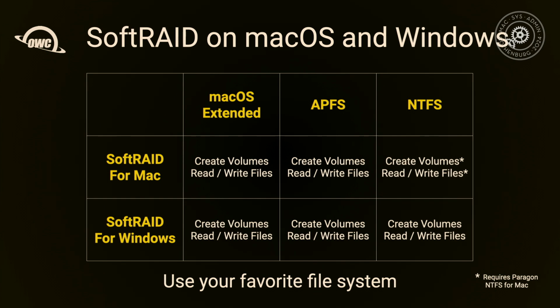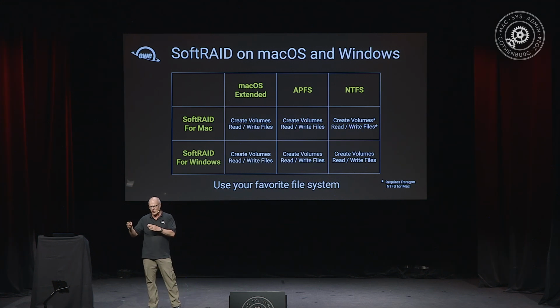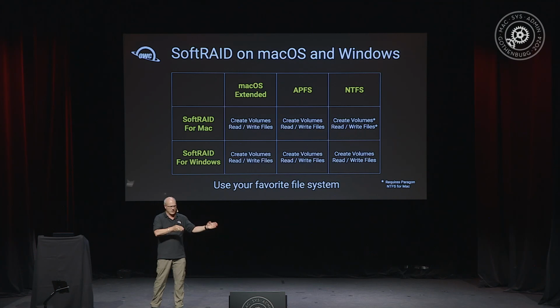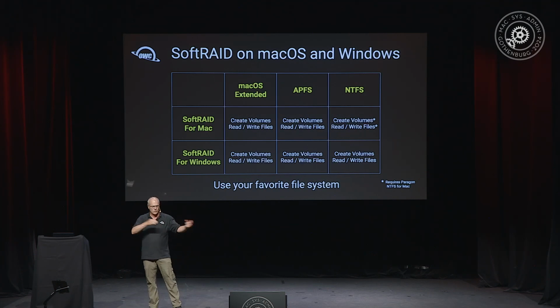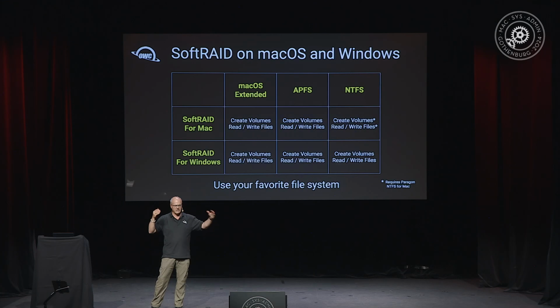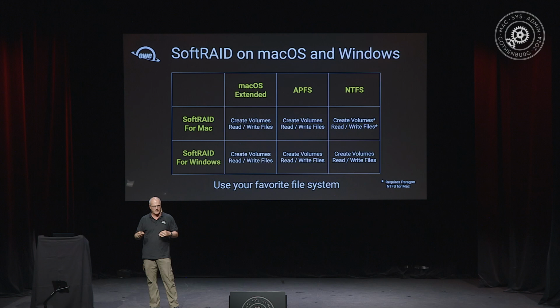And the SoftRAID for Mac product knows when you've got Paragon's NTFS for Mac installed, and it will allow you to create an NTFS volume on your Mac and read and write to it, and then you can move it to Windows. This is useful when you've got a large project and you want to move it to another workstation. Say you're doing color grading and you've already done your editing, and you want to go cross-platform without having to set up a NAS to move 100 terabytes back and forth. You can just unplug the box and plug it in.